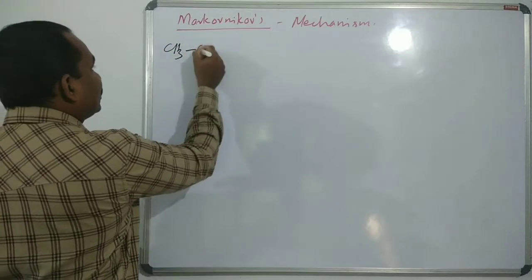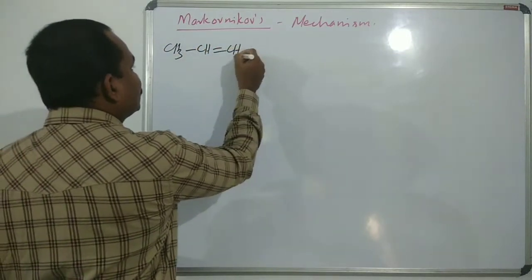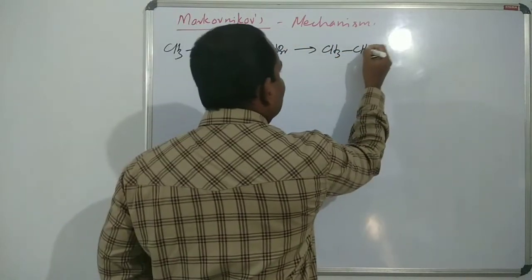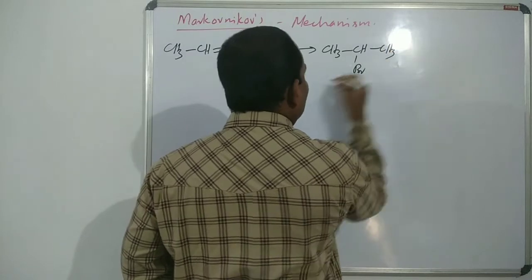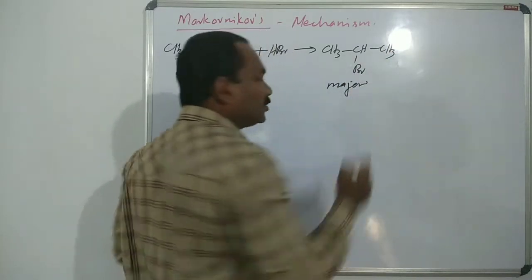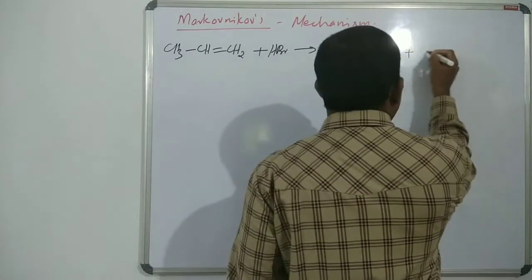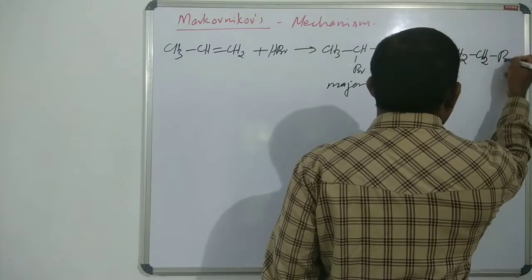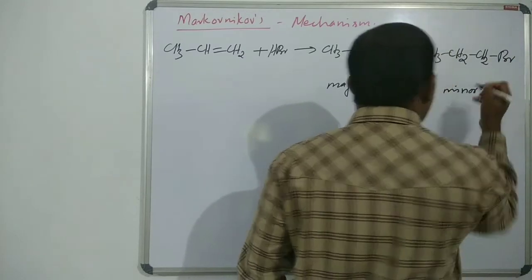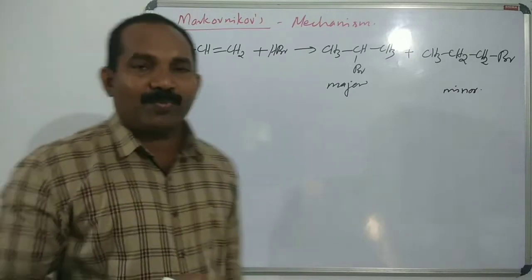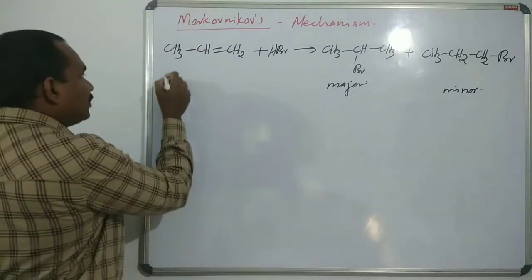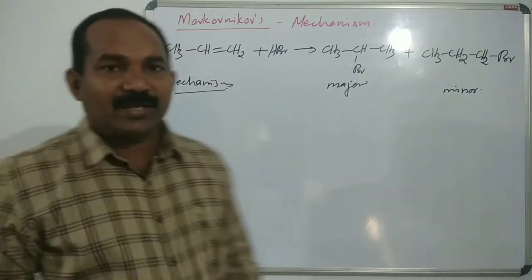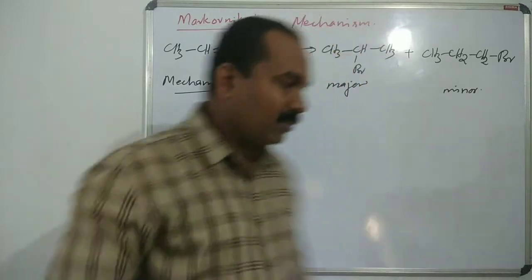So CH3CH=CH2 plus HBr gives CH3CHBrCH3. This is the major product according to Markovnikov's rule. Plus CH3CH2CH2Br. 1-bromopropane is the minor product, 2-bromopropane is the major product. And the mechanism, what is mechanism? The path which the reaction follows.